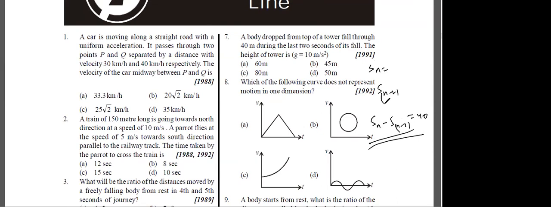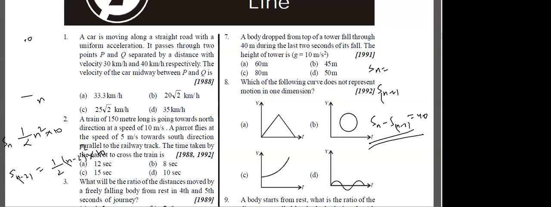Can you solve it? Yes or no? Think about it. From 0 to n, what will it be? Half n square into 10, because u is 0. So this is Sn, and S(n minus 2) is equal to what? Half (n minus 2) whole square into 10, because same u is 0. So you will get the value of n. N square will get cancelled. It will be just a linear equation.